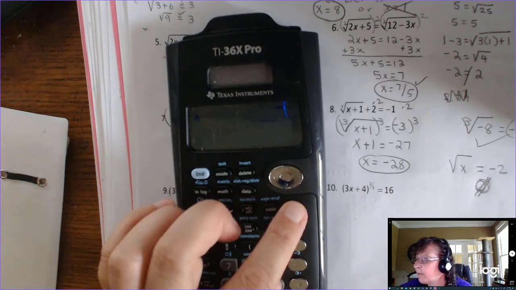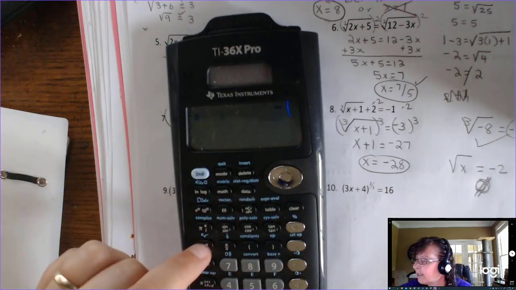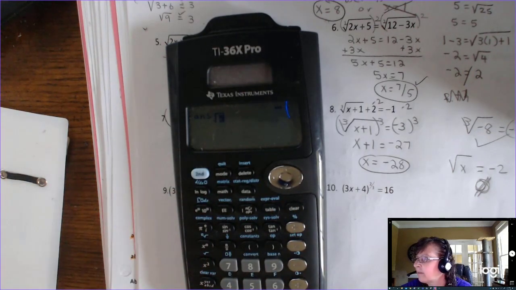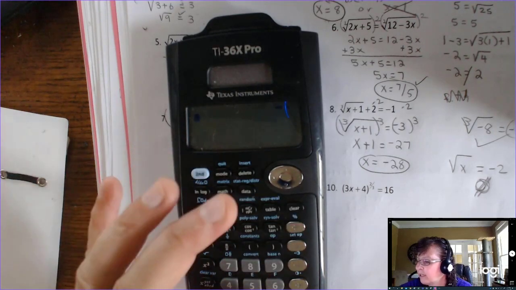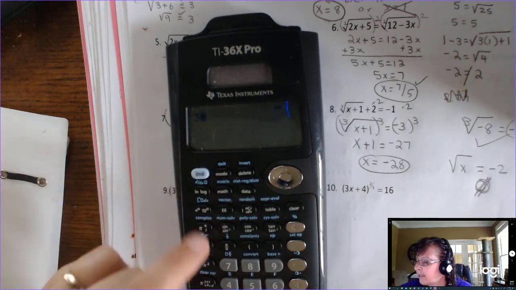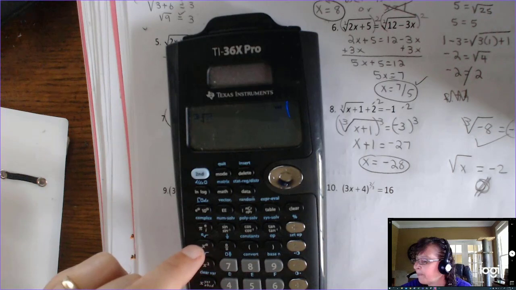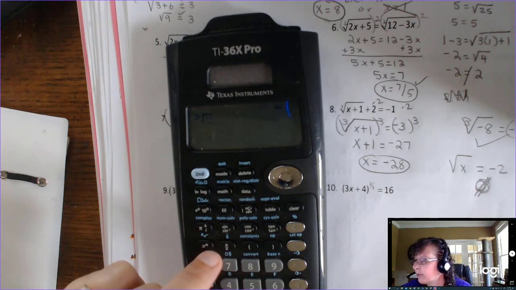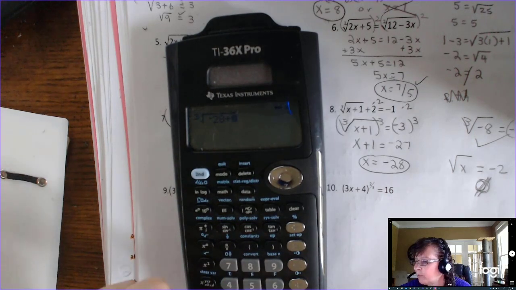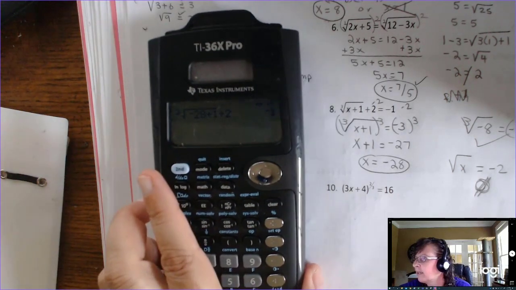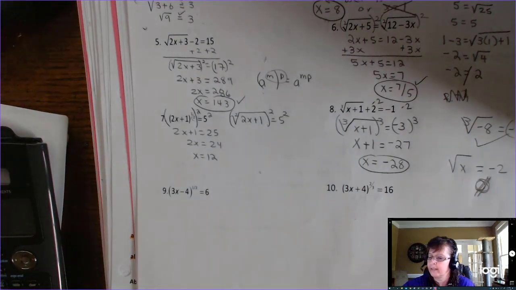If you don't type the 3 in first, then it's going to look like that. It's going to say the answer. So you type the index in and then second and then that square root button. Okay, and we have to check it, so we have to put negative 28 plus 1 under the cube root plus 2, and when we hit enter it should equal negative 1. And it does. Okay.